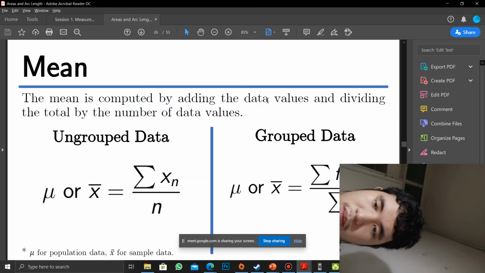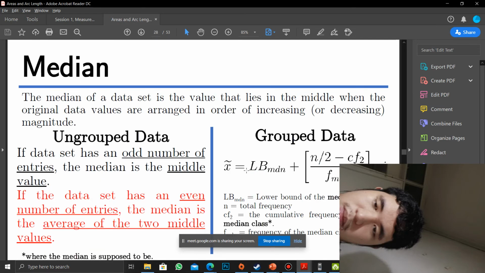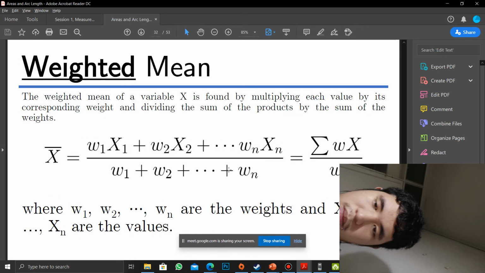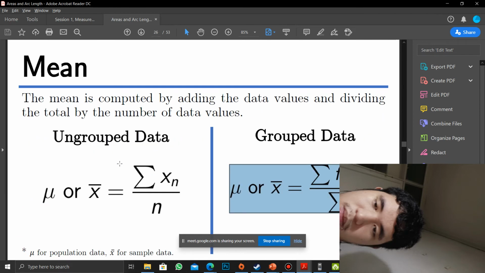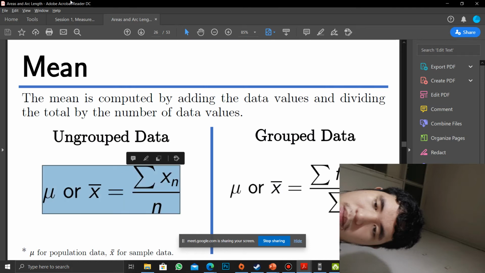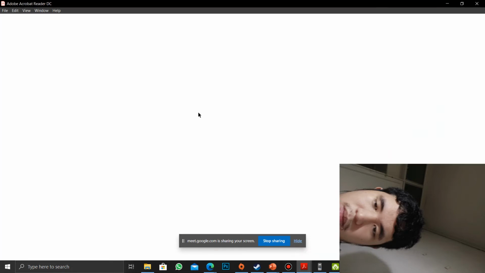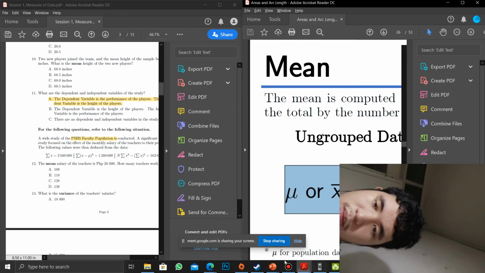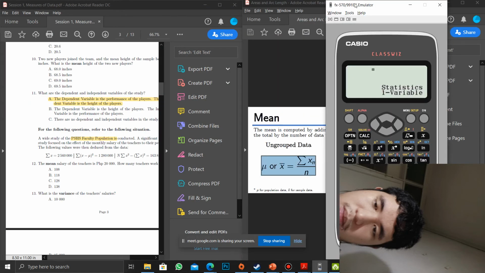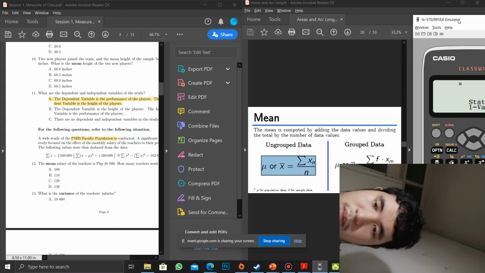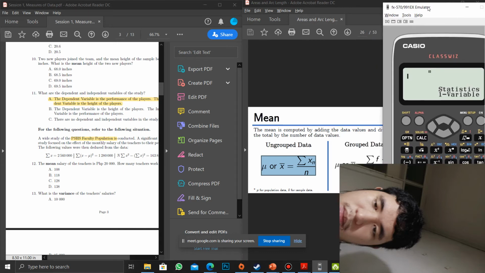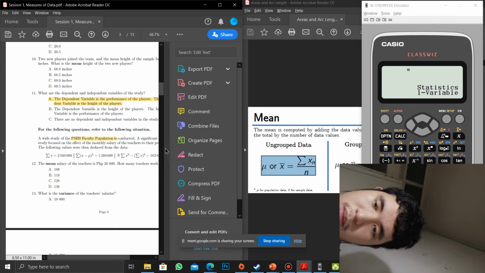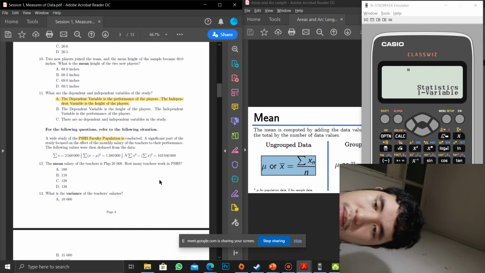Ito yung mga formula natin, di ba? Sige, ito muna. The mean salary... Teka nga. I'll use the calculator lang, para di na tayo maguluhan. I hope you're getting me. Okay, sige game. The mean value of the salary of the teachers is 20,000. How many teachers work in Pisay?